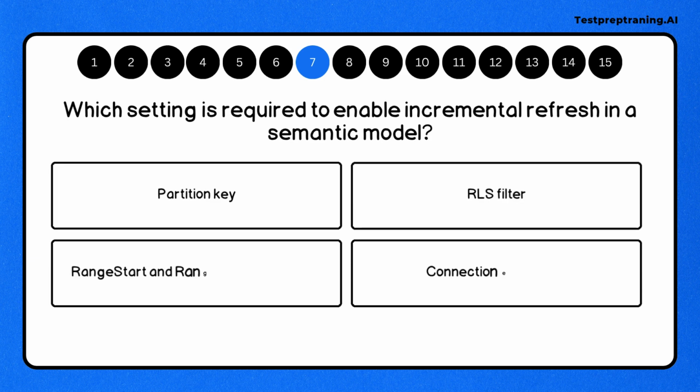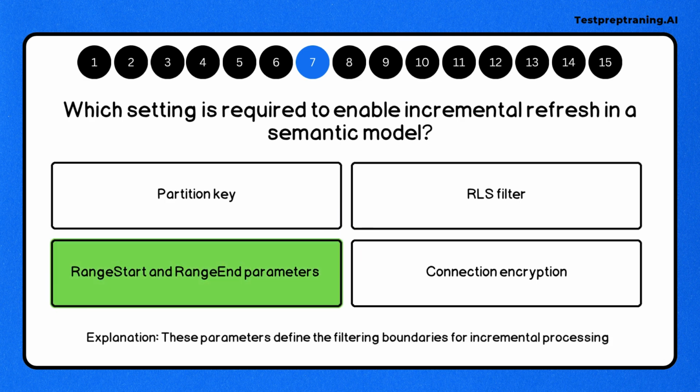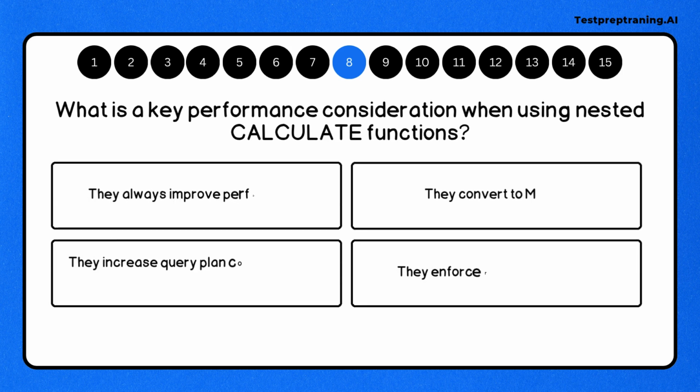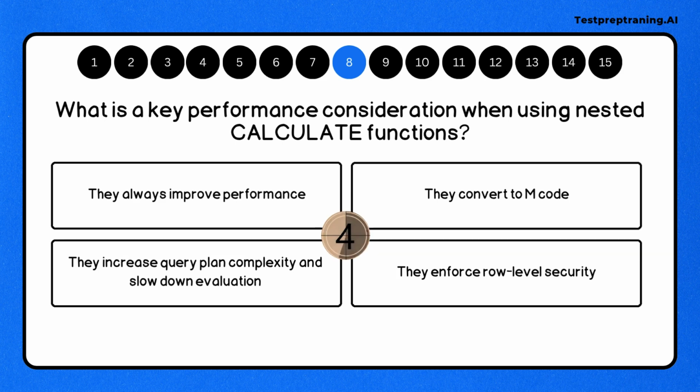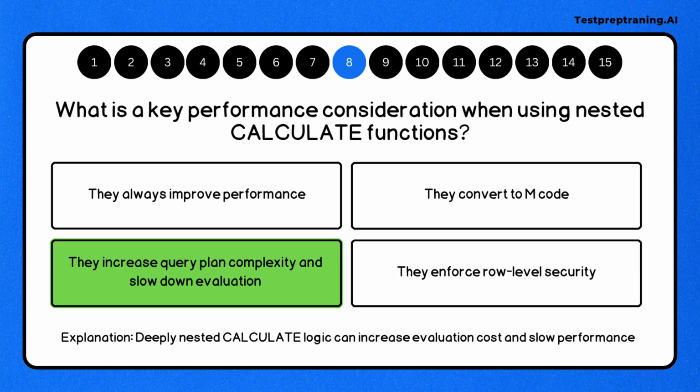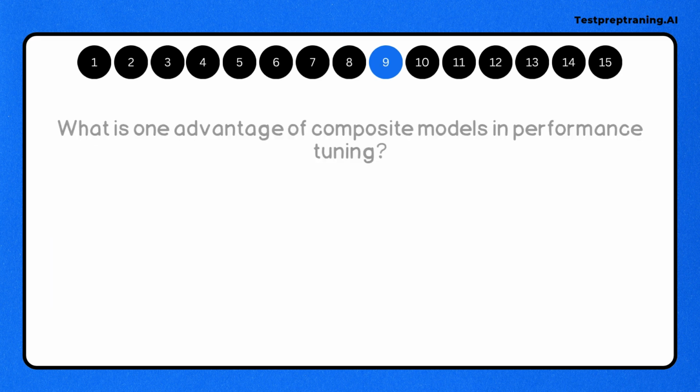Question 7. Which setting is required to enable incremental refresh in a semantic model? Correct answer is RangeStart and RangeEnd parameters, as these parameters define the filtering boundaries for incremental processing. Question 8. What is a key performance consideration when using nested CALCULATE functions? Correct answer is they increase query plan complexity and slow down evaluation, as deeply nested CALCULATE logic can increase evaluation cost and slow performance.